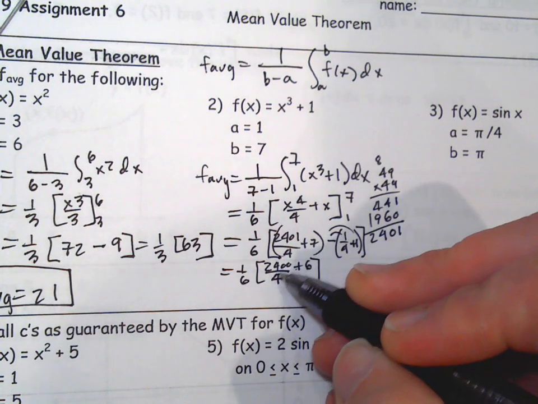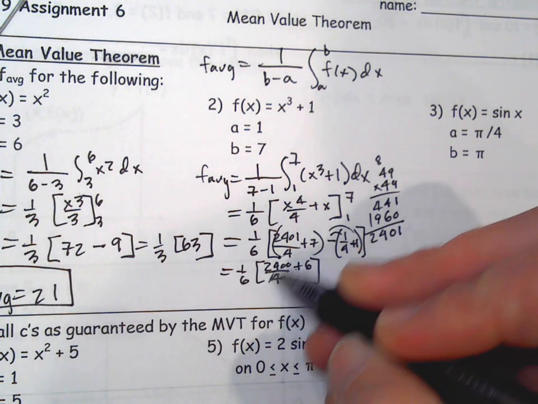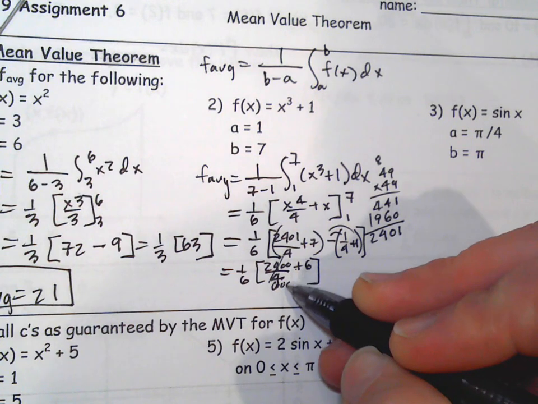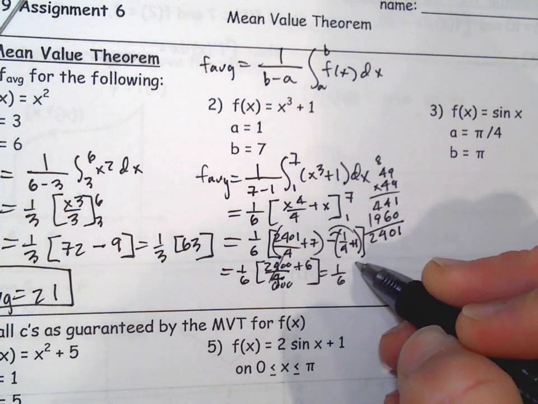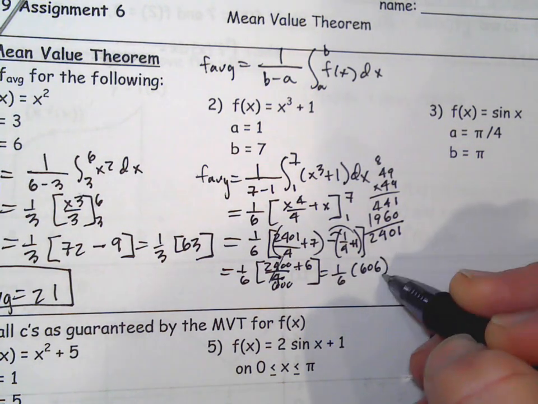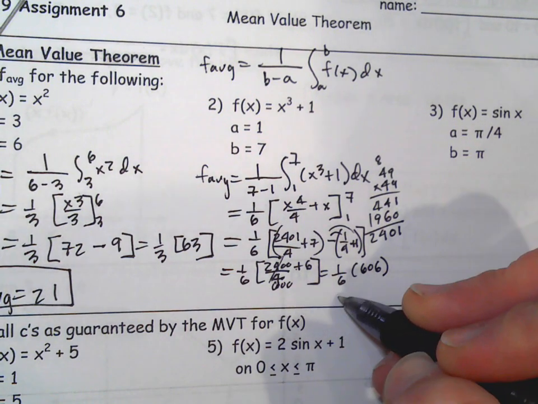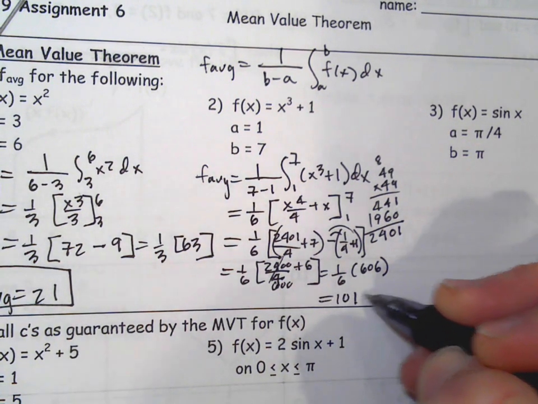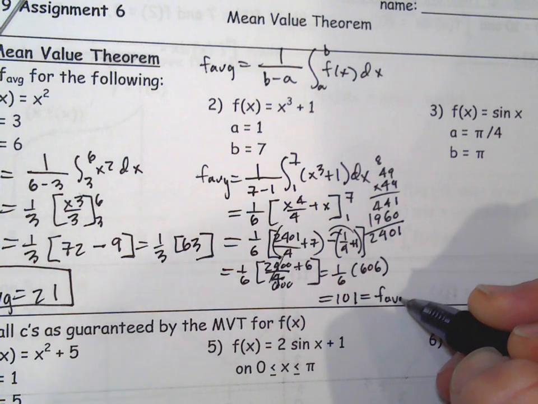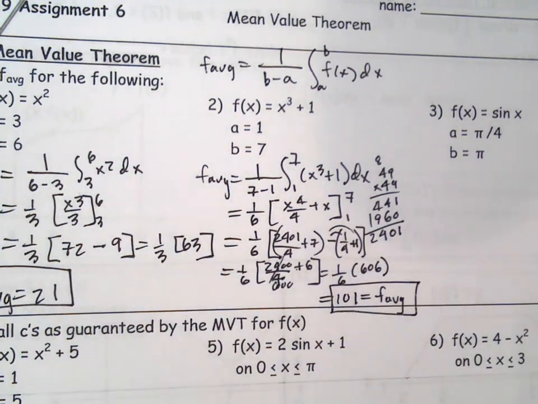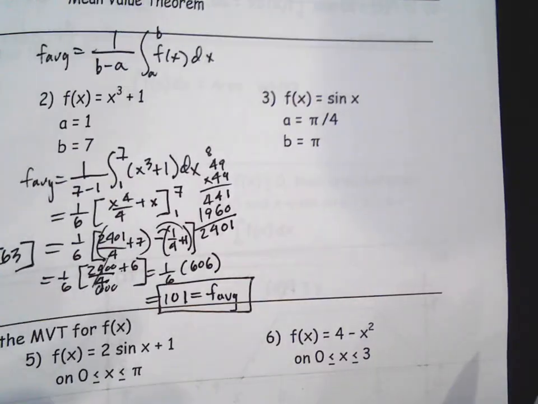This goes in nicely, right? Isn't it 600? So it's going to be 1/6 of 606. So that's going to be 101 for F average. All right, next one.